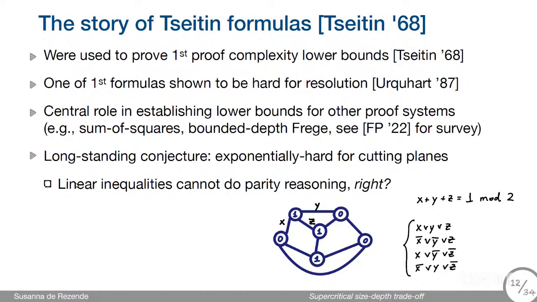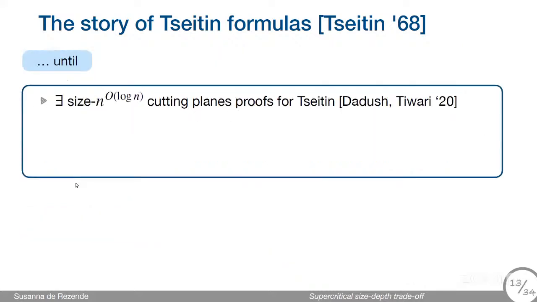And it was a long-standing conjecture to show that these were exponentially hard for cutting planes, because linear inequalities don't seem like they can actually reason about parities. And this was open for a long time. There was not any progress in proving these lower bounds. Until, quite surprisingly, there was this upper bound shown a few years ago that there are quasi-polynomial size cutting planes proofs for Satan. So linear inequalities can, in some sense, reason about parity.